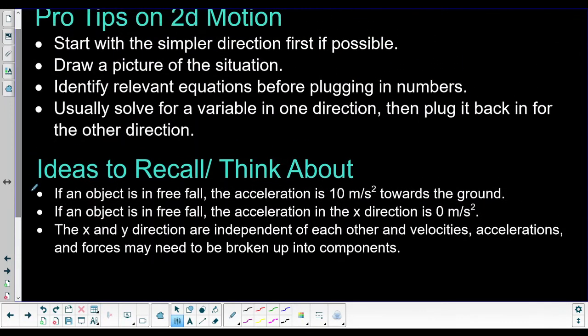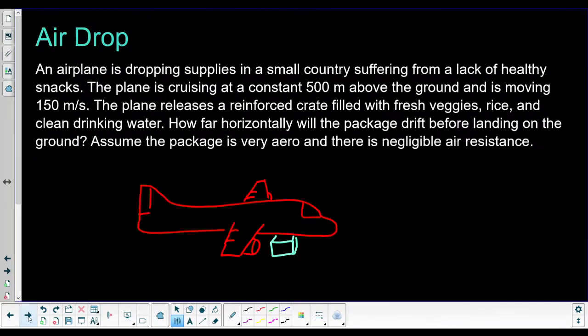So here's the relevant ideas. Here's kind of the strategies we're going to try and use. But I have 3 example problems for you today that I think are going to help you see how to set up problems, see what I mean by solve in one direction, then plug in for the other direction. And hopefully they're a little bit of fun. So let's dive into those problems.